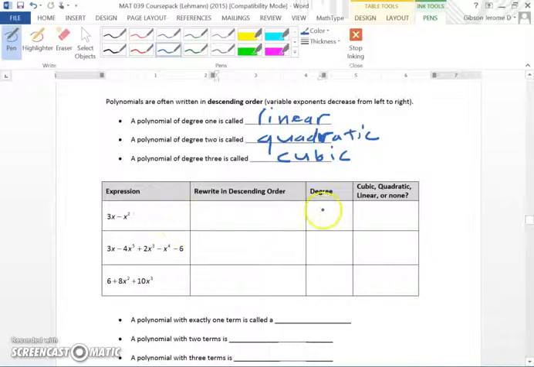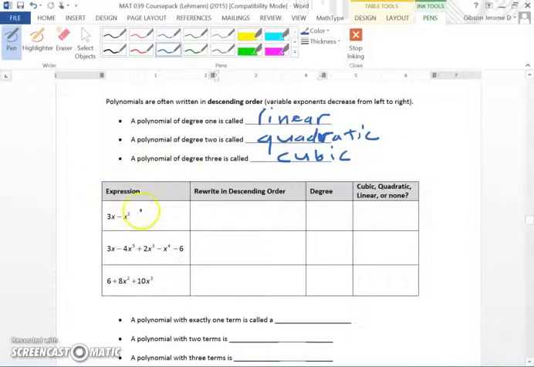Now, coming down here to this next table. Remember, these items do jump, so I'm going to try my best to write this out for you. First, it gives us our expressions. Now, it tells us to rewrite in descending order. When we rewrite this in descending order, that means we write the highest degree first, and then go down to the lowest degree.